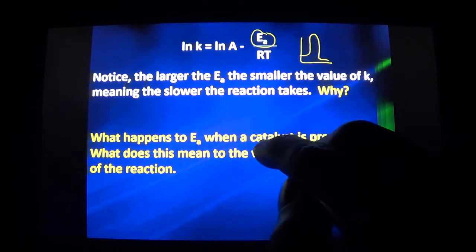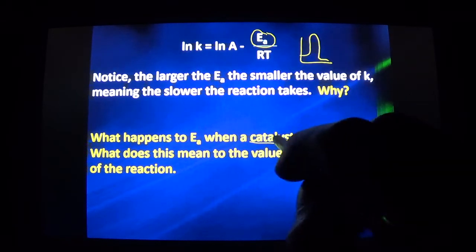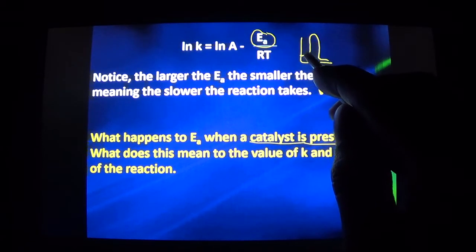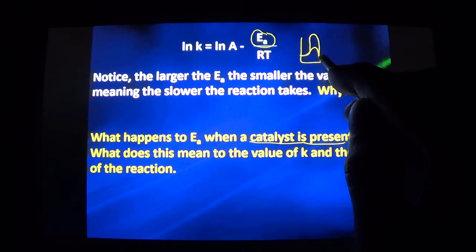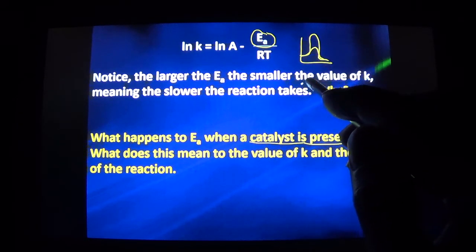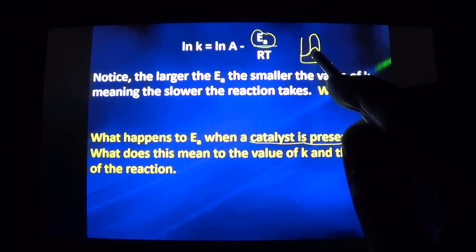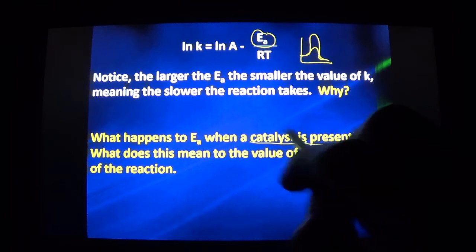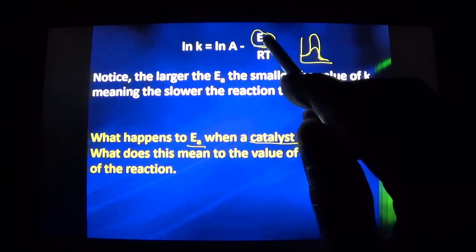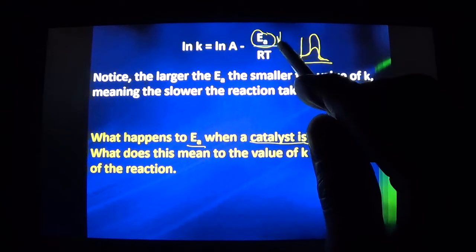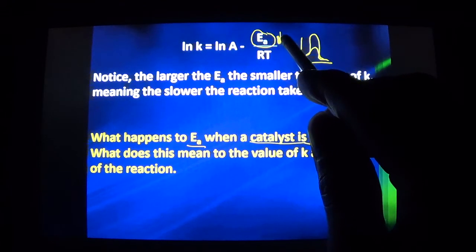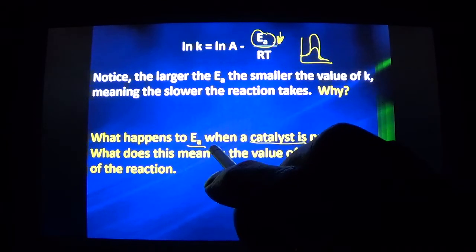So what does a catalyst do? Well, what did we say earlier about a catalyst? A catalyst provides this alternative pathway, this tunneling, which lowers the activation energy, literally. So when a catalyst is present, what should happen to the Ea? Well, the activation energy should decrease. That's the only thing a catalyst is going to do, decrease the activation energy.